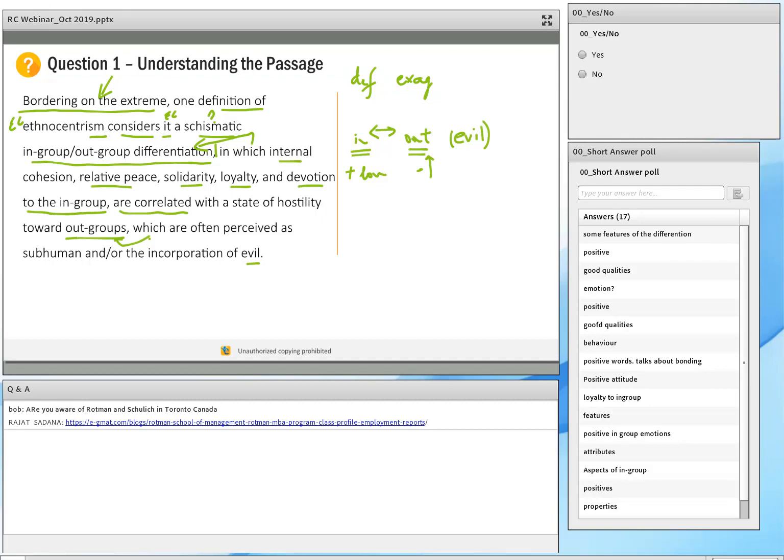Okay, so really what the author is saying is, this entire paragraph I have summarized over here in these notes. The definition is exaggerated. Definition of EC. What is the definition? What is this exaggerated definition? The people inside the group. Love for people inside the group is linked with hatred or negative emotions for people outside the group. By the way, outside the group people are considered evil. Okay? Any doubts here? Good.